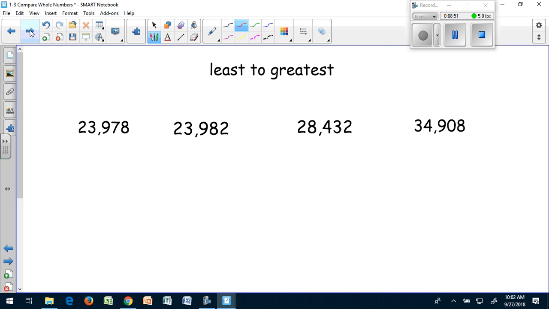When I list them in order from least to greatest, I knew that 23,978 was less than 23,982 because of the tens place. Then I knew that 28,000 was larger than both 23,000s. And I can clearly see that 34,000 is the largest of all the numbers.